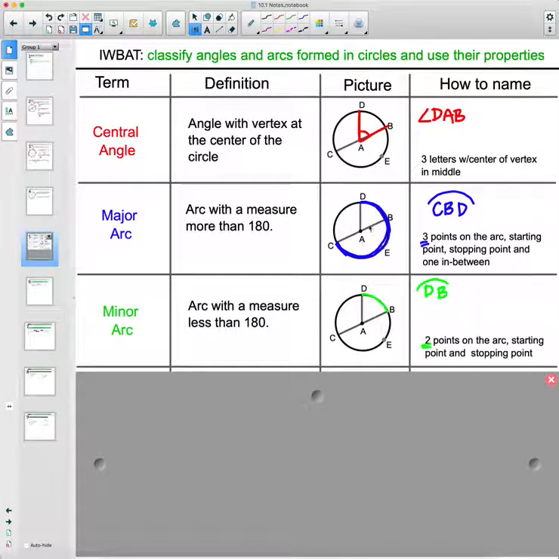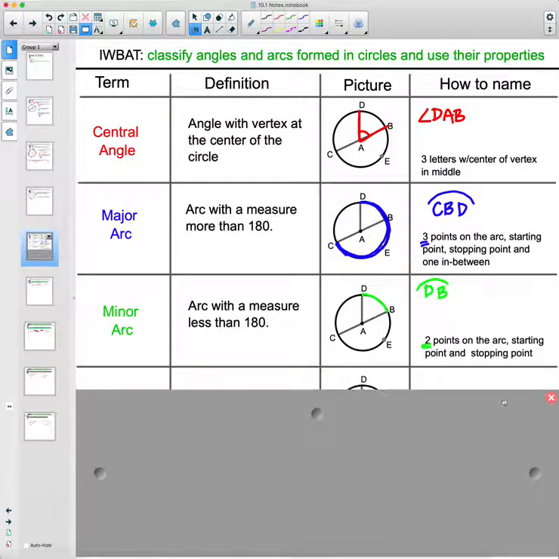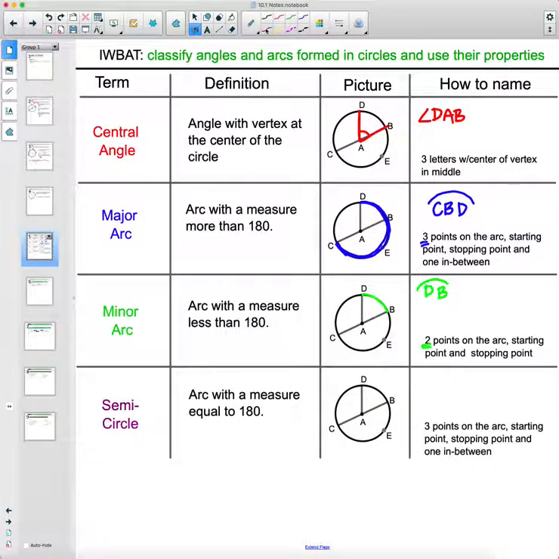So we're not talking about the vertex or any interior parts. We're staying on the edge. And then finally, a semicircle. So a semicircle is an arc with exactly 180 degrees. So it's halfway. So the starting point and the ending point are going to be a diameter.